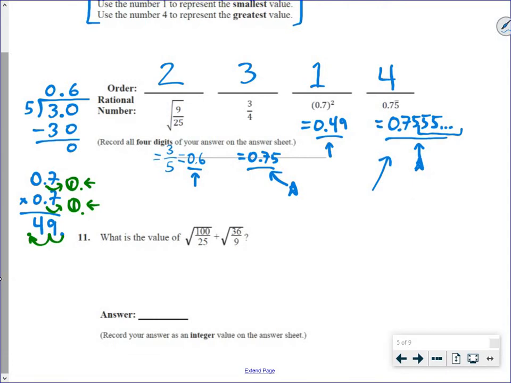Okay, next, what's the value of 100 over 25 rooted plus 36 over 9 rooted? We could write that like this, if you find it easier.